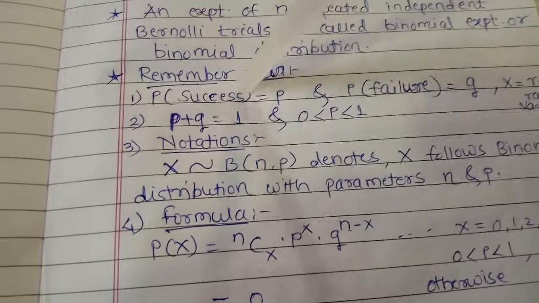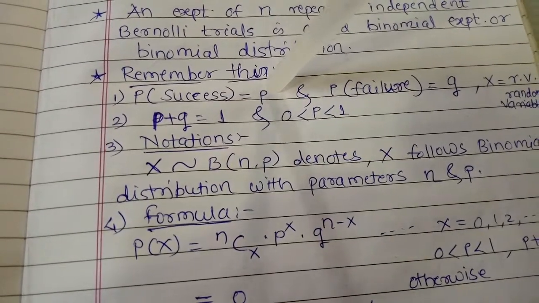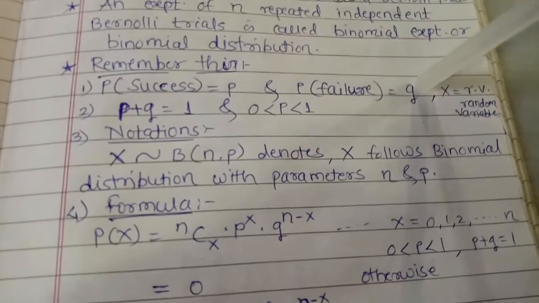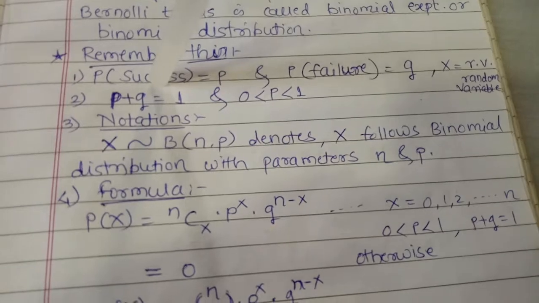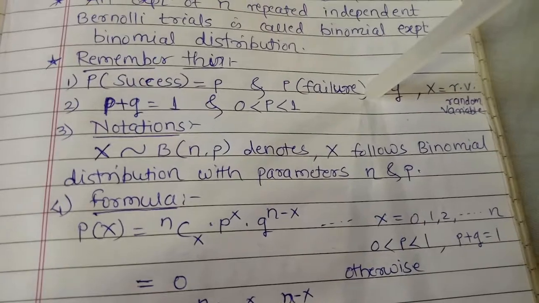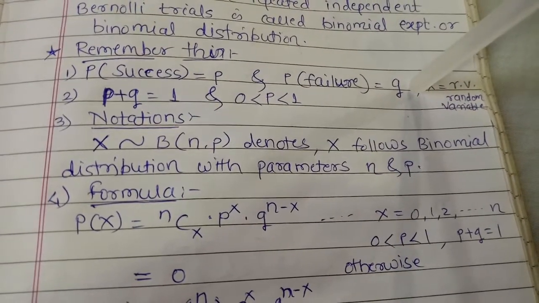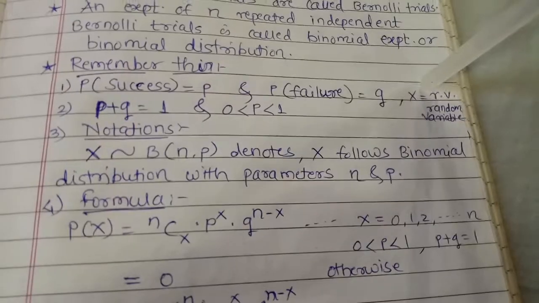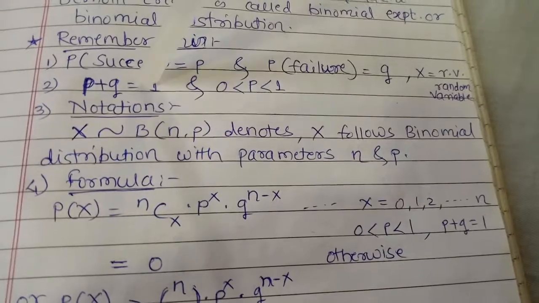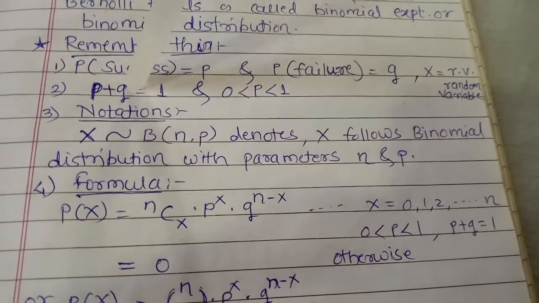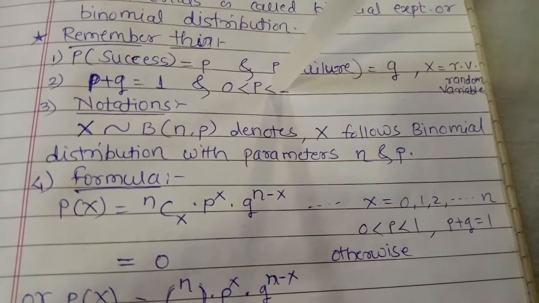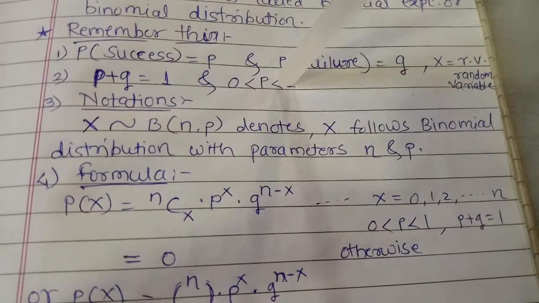The probability of success is denoted by small p, and the probability of failure, which is given in your example, is denoted by q. Just keep in mind that the probability of success is given by small p, and the probability of failure, that is not success, is denoted by q. As in the previous chapter, X is the random variable, RV. And the formula you have to know is p plus q is nothing but 1, and the probability p is less than 1 and greater than 0.